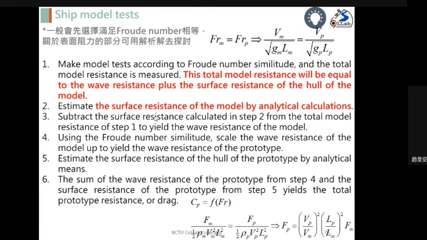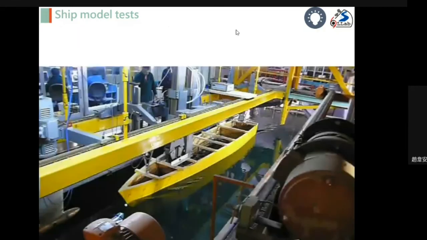This slide just summarizes how we can deal with ship model testing. I would like to emphasize that you need to consider the Froude number first, and we can estimate and predict the resistance related to the viscous effect by remodeling or direct computations. Okay, so this is the final slide.